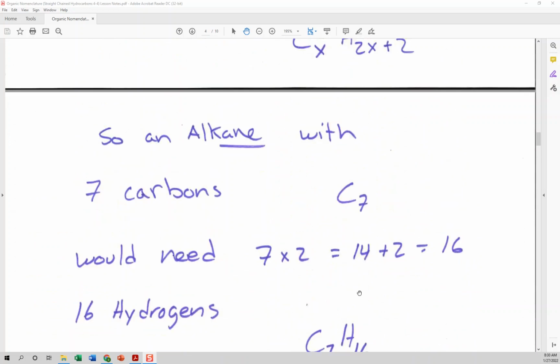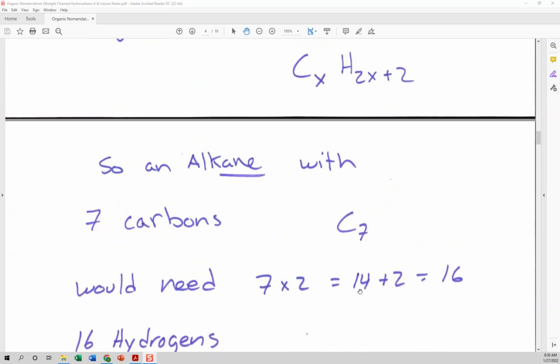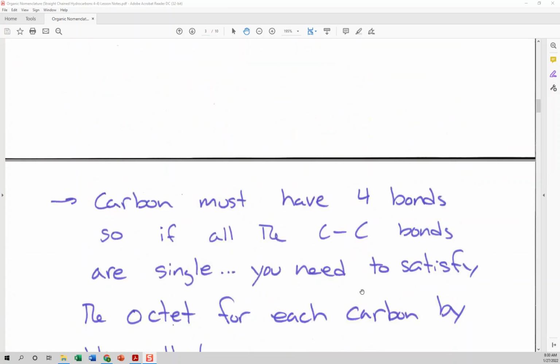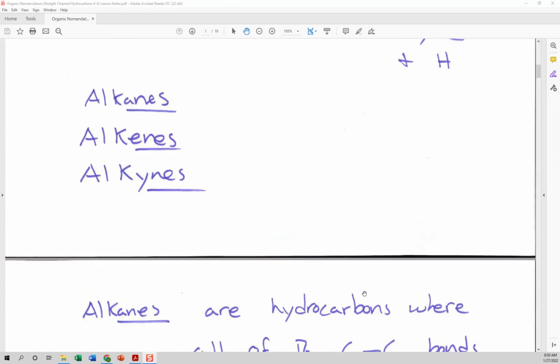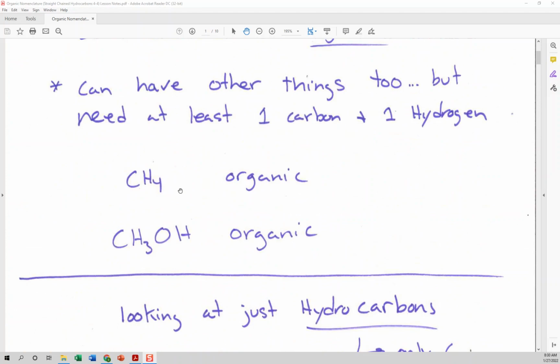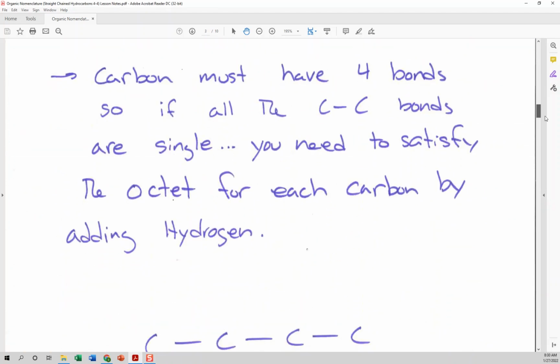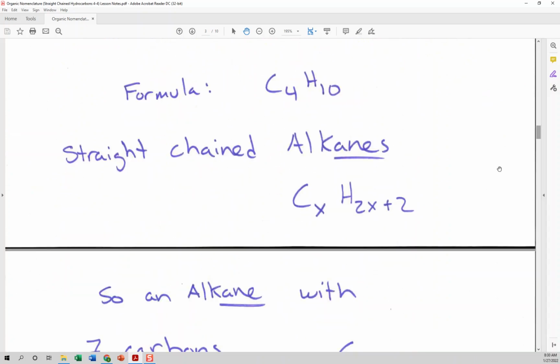All right, and that works for any number of carbons. So what if you had 1 carbon? Times 2 plus 2. So 1 times 2 is 2, plus 2 is 4. So 1 carbon, you have 4 hydrogens. And that's why methane's formula, if we go all the way up to methane, is 1 carbon, 4 hydrogens, CH4. Okay? So alkanes will always follow, as long as it's straight chained, this formula.